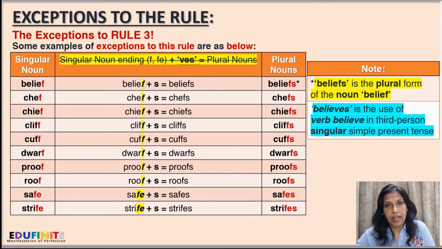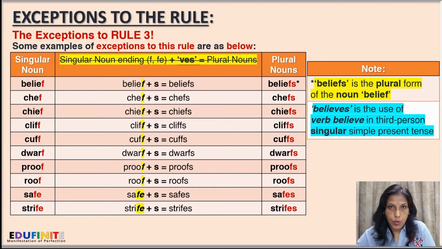Now we come to safe. Safe ends with FE. Now we keep that FE, just add S to it and it becomes plural safes. Similarly, strife ends with FE, we keep that FE, add S to it, and it becomes plural strifes.